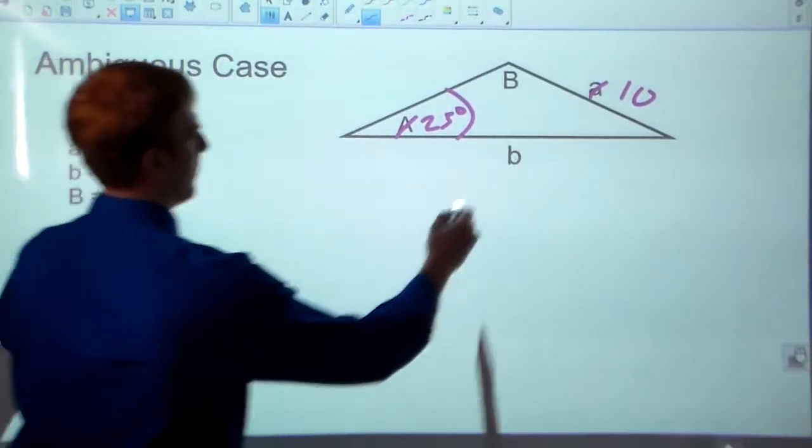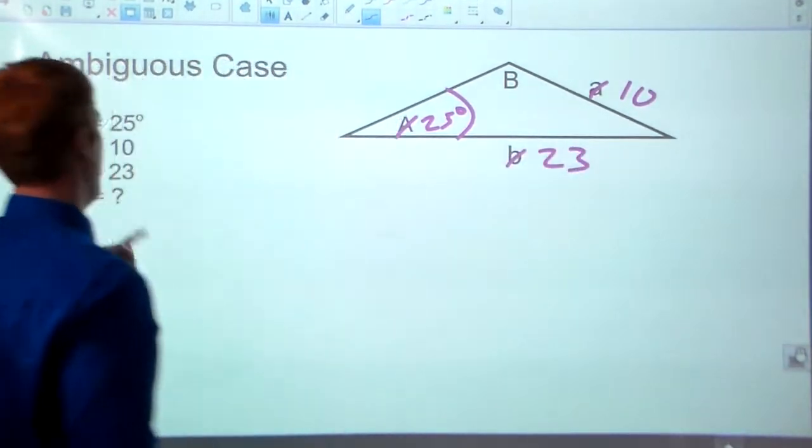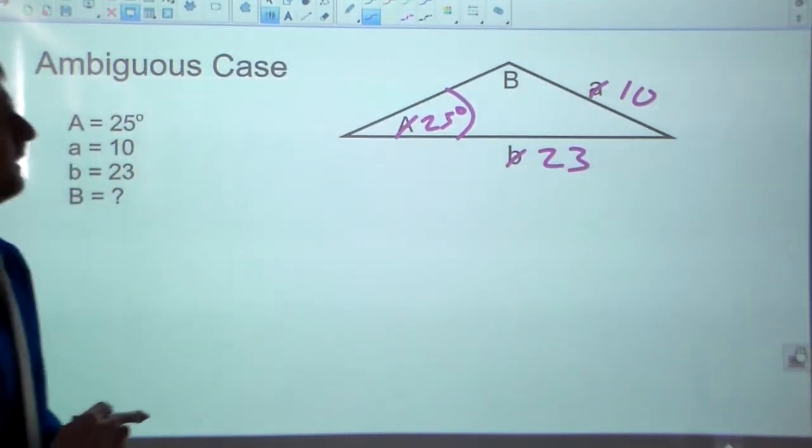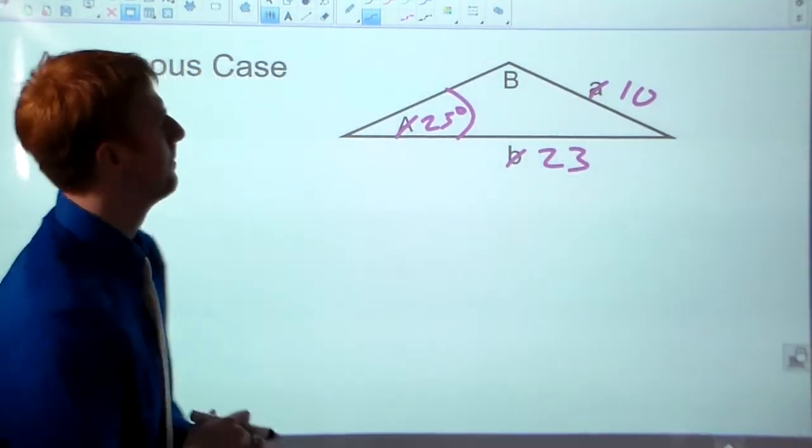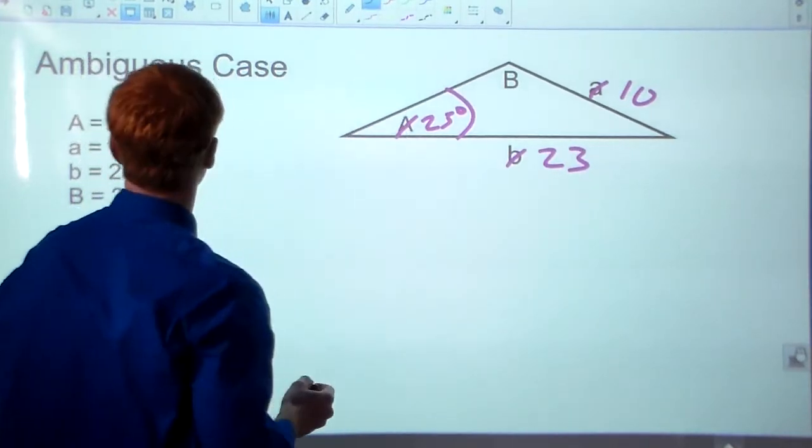This side's 23. And I want to figure out what that angle B is. Now it looks kind of obtuse. Keep that in mind. It looks kind of obtuse, and we'll come back to that. It's going to be important.